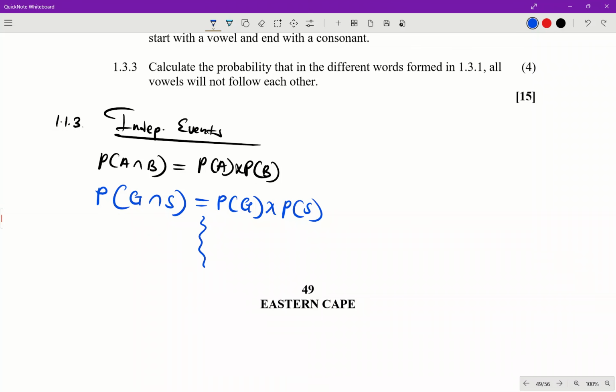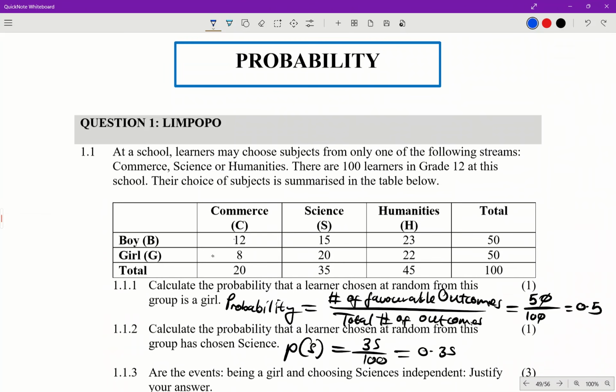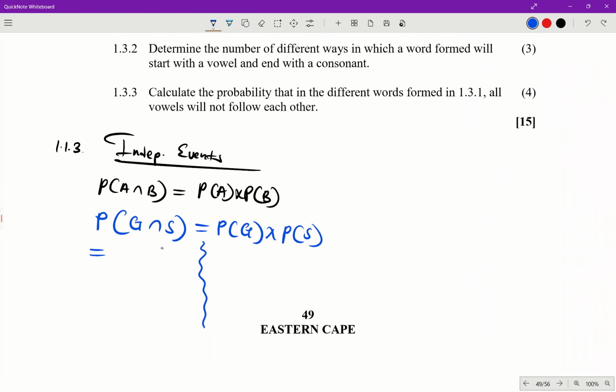Or you simply divide it like that and say, let me first deal with the probability of girls in science. The probability of girls in science, you go there. This is girls, and this is science. So the intersection happens here. Remember, probability is expressed as a ratio: the number of favorable outcomes divided by the total number of outcomes. So that's going to be 20 divided by 100, 20 out of 100. This is going to give you 0.2.